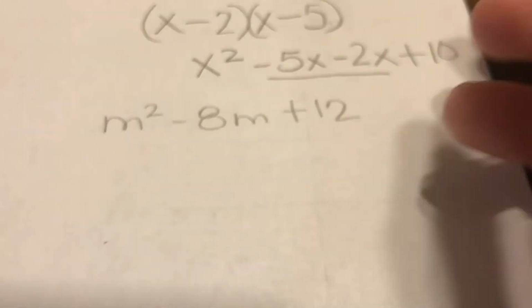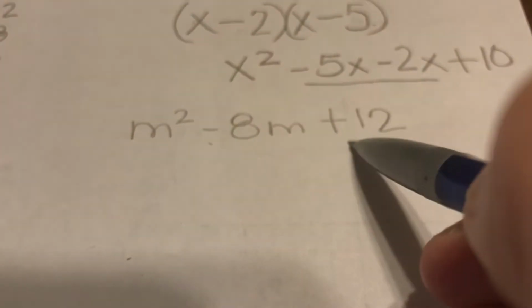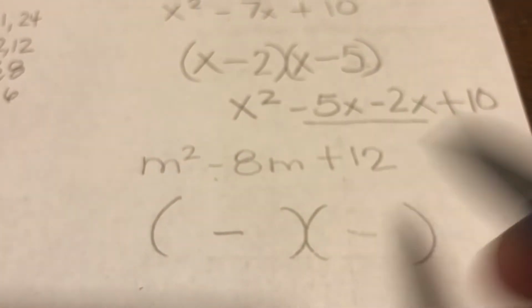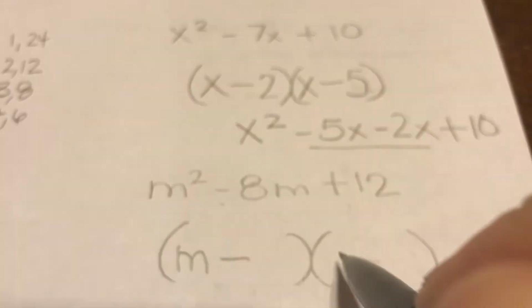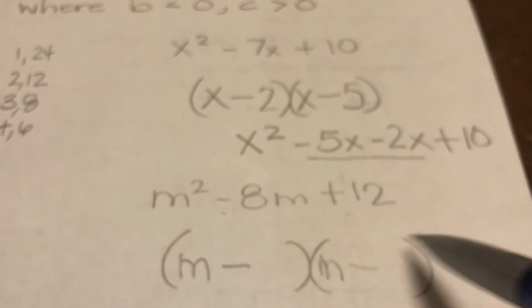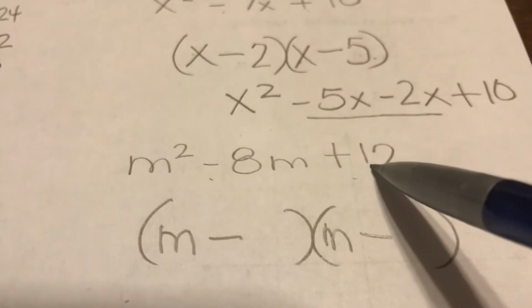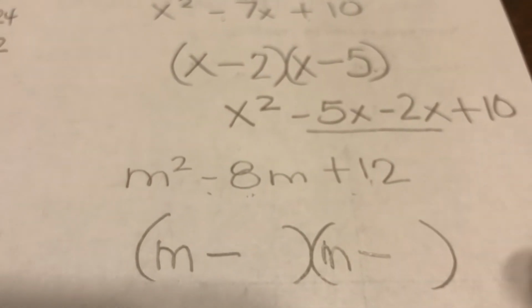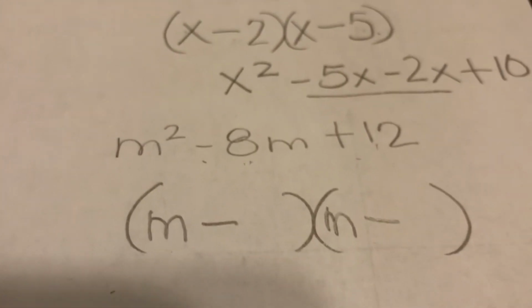Okay, last one for today. m squared minus 8m plus 12. It's a negative b, but a positive c. So I know it's going to be a negative, negative. And I'm going to split my m's up. And then since it's a positive, I know that I'm multiplying these two numbers, but they have to add together to equal that. So 1 and 12, no.